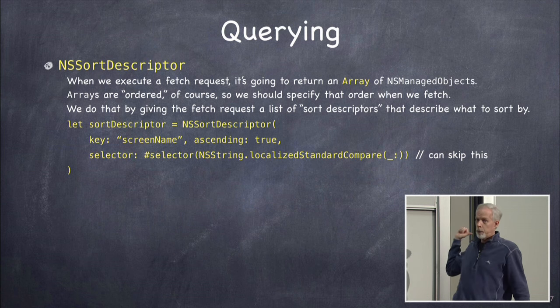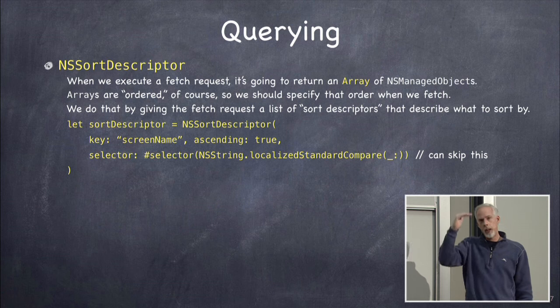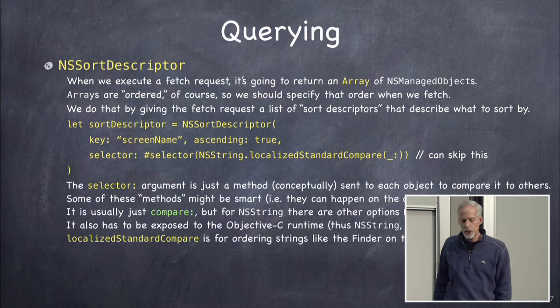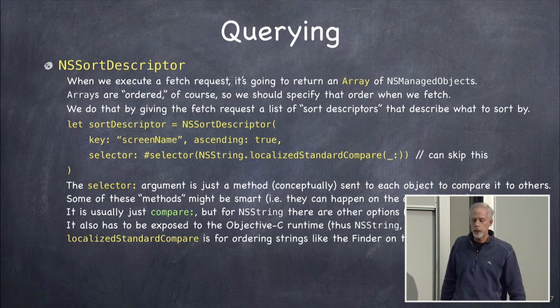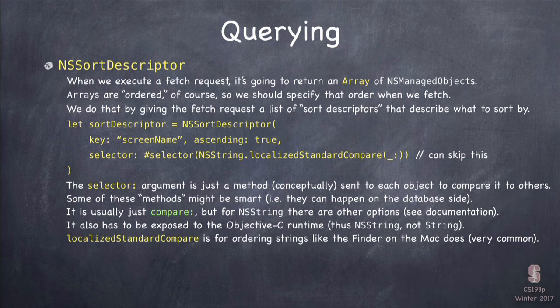I say that because on the previous slide I just showed you how to make a fetch request for a tweet. Anyway, that should have been Twitter user. But anyway, this is a Twitter user sort descriptor. And notice it has ascending or descending, that's A to Z or Z to A. And then it has this argument selector. And this one creates some confusion. But really, this selector just says, what method am I going to use to compare items to do the sort?